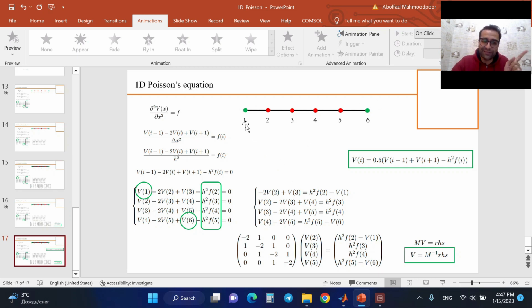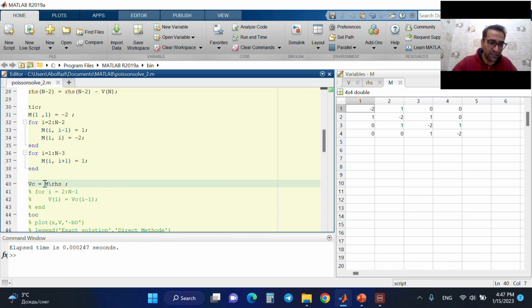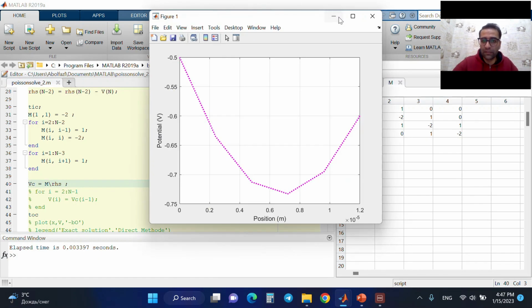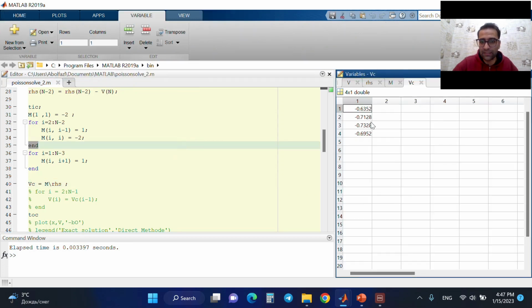On the other hand, we know that the first element and the last element come from the boundary condition. That's why I save the multiplication of the inverse of matrix M times the right hand side into VC, and we can easily check. Let's look at the VC. It appeared here. You see this is 4 by 1 and all is saved here.